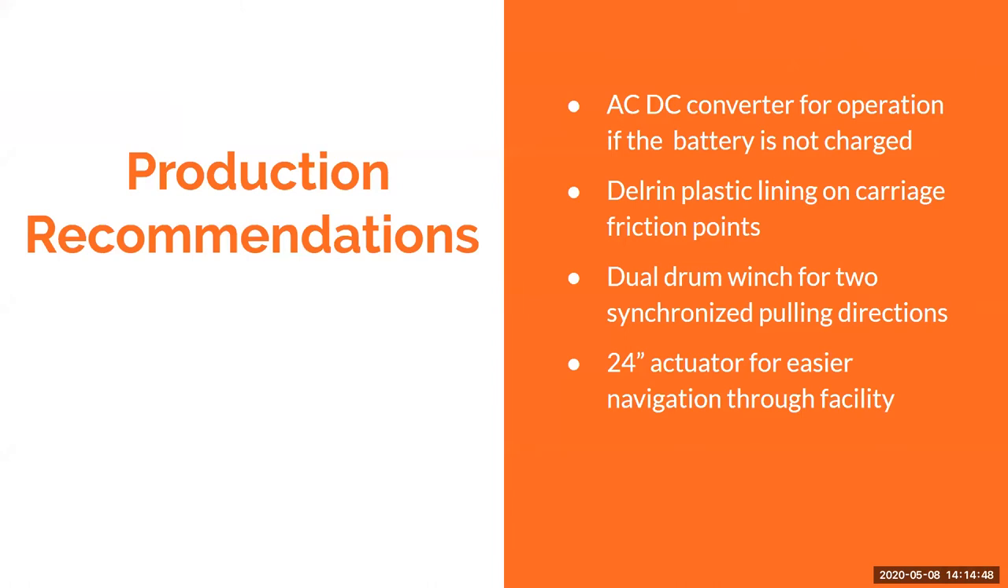These are our recommendations for future reproduction of the lift. We recommend installing an AC-DC converter so that the lift can operate if the battery has been allowed to die. There should also be a Delrin plastic on the carriage to reduce friction and allow for easier motion. We also recommend using a dual drum winch rather than modifying a single as we had done.